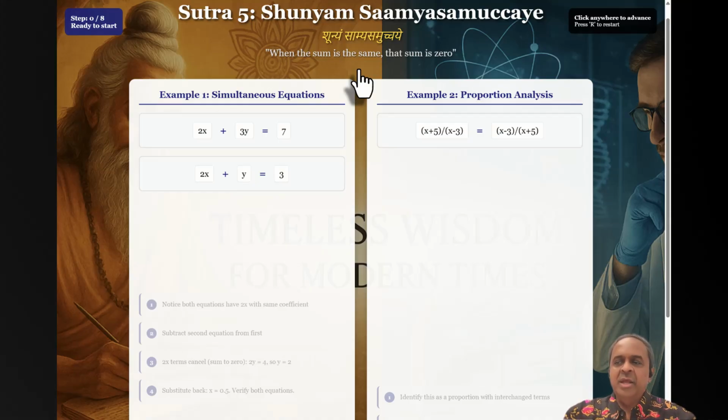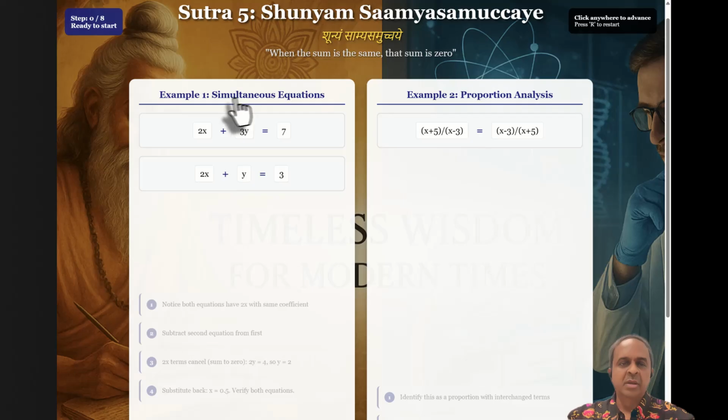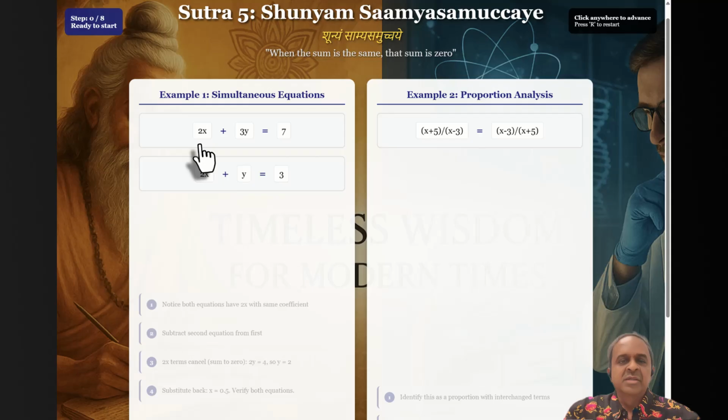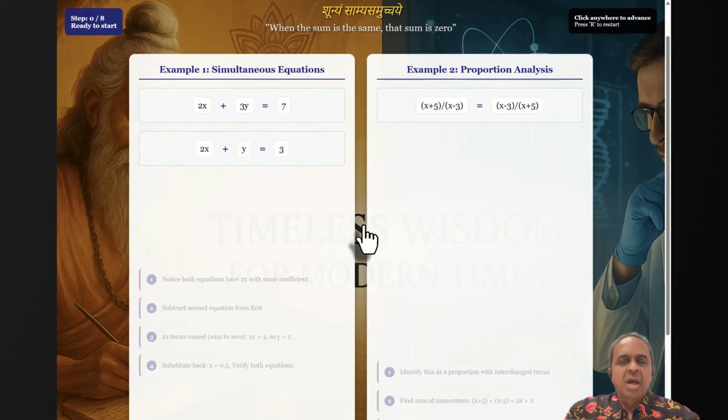In authentic Vedic mathematics, the term samuccaya has multiple interpretations. Today, we will explore how this principle allows us to solve complex problems through direct application rather than conventional algebraic principles. So let's look at the first example, which is simultaneous equations. You've got one equation, 2x plus 3y equals 7, and the other one is 2x plus y equals 3.